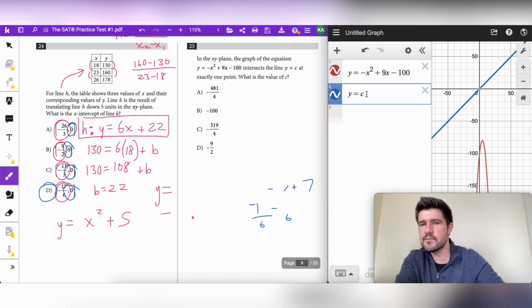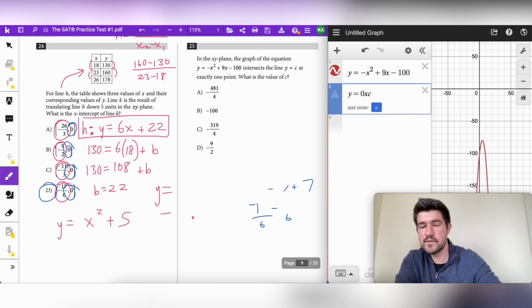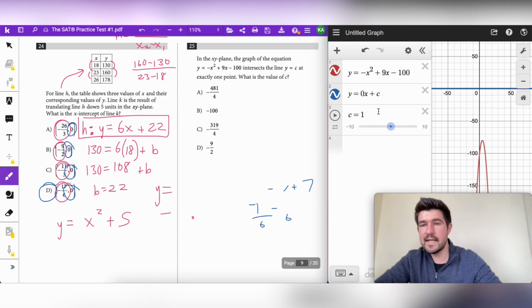But if we put y equals c, notice it doesn't say add a slider like we were hoping to do to find the value of c. We actually have to figure out that there's no x in this equation, which means there are 0 x's, and so we could put 0x plus c in there. Because isn't that the same thing as y equals c? So if we do it like that, now we can add a slider.